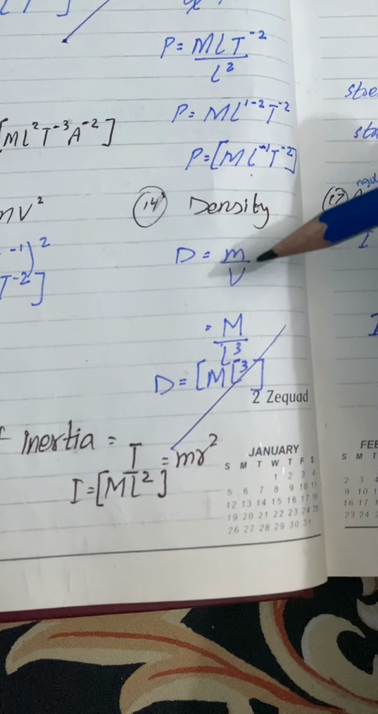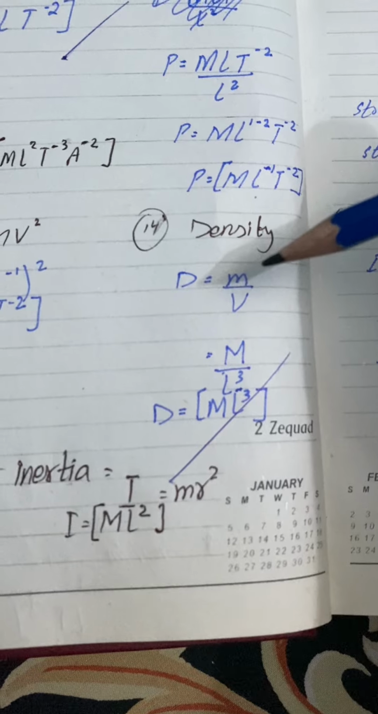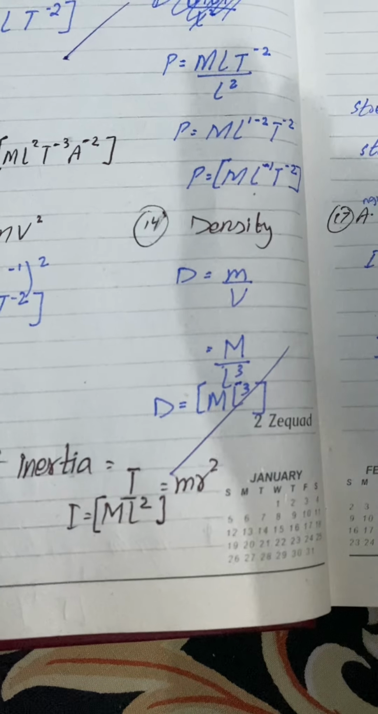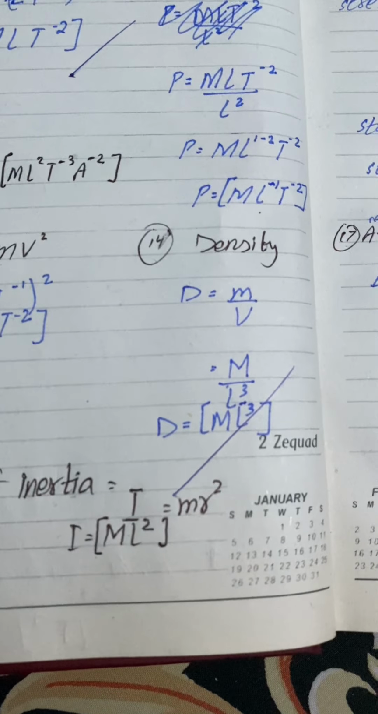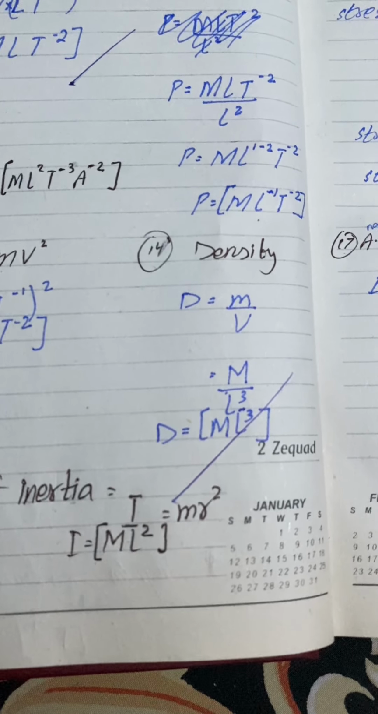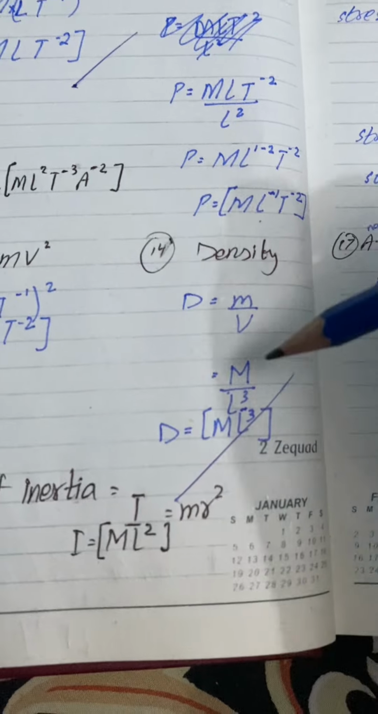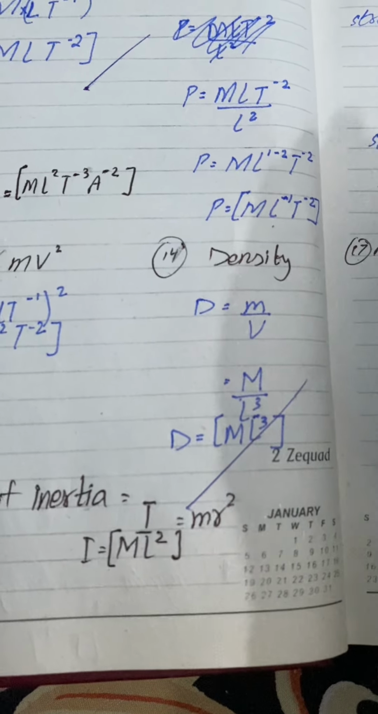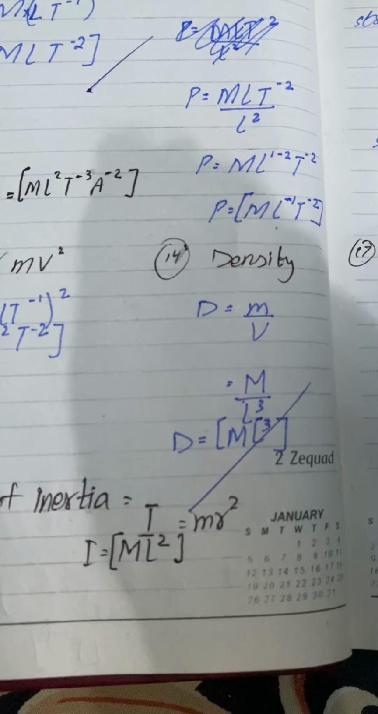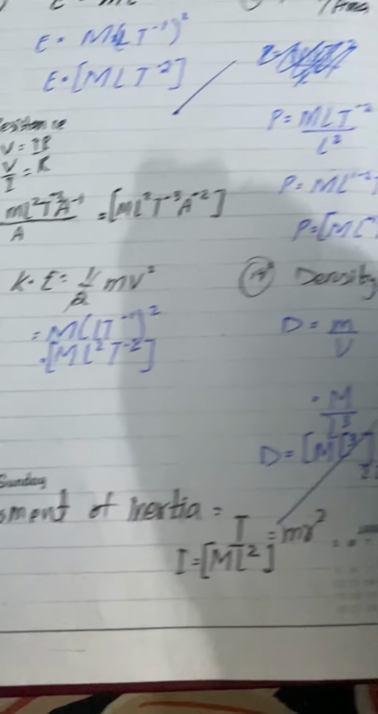Now the dimension of density. The formula of density is mass per unit volume. As we know that the dimension of volume is L³, and the mass will be denoted by capital M, so when this L³ comes to the numerator, it will be minus 3 power, so ML⁻³ is the dimension of density.